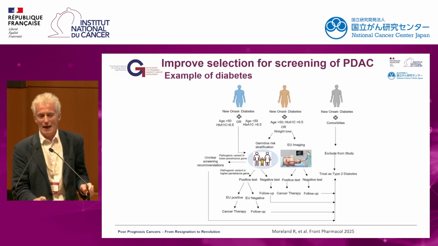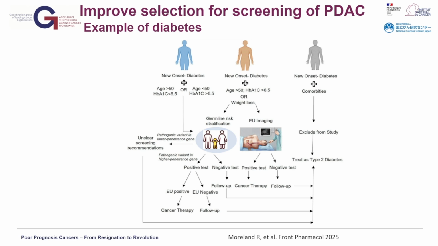a predictive marker. And in the future, we have to screen, for example, a large population with diabetes. We will talk about that together during lunch. If you see 3 million new diabetes cases in France every year, you cannot do 3 million CT scans, okay? So we have to find a risk factor and then analyze how to select patients who should have the better screening. For example, new onset diabetes plus pathogenic variant plus EUS positive, and then go to cancer therapy or surgery.